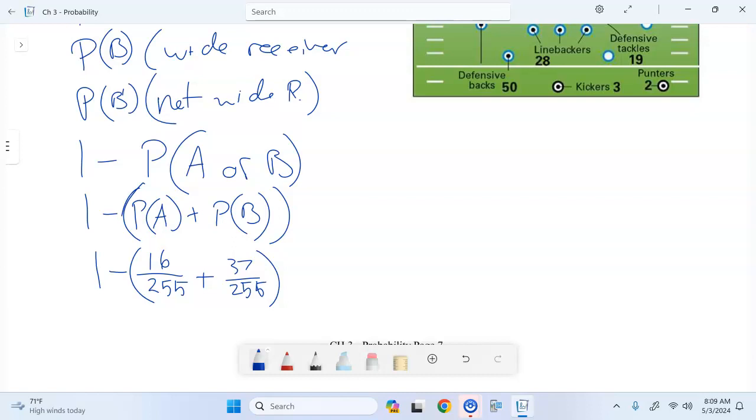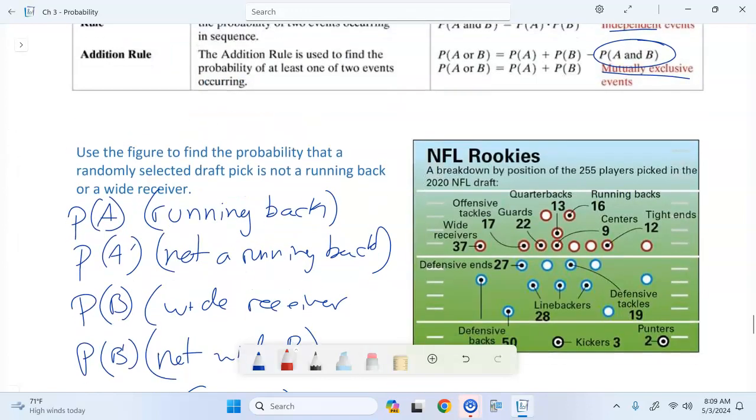So we're going to have 1 minus 53 over 255. Why are we subtracting that from 1? This is the probability that they are a running back or a wide receiver. We want the probability that they are not a running back or a wide receiver, so we need the complement. So 53 out of 255 is the probability that we pick a wide receiver or a running back, and we subtract that number from 1 because we're trying to find the complement.